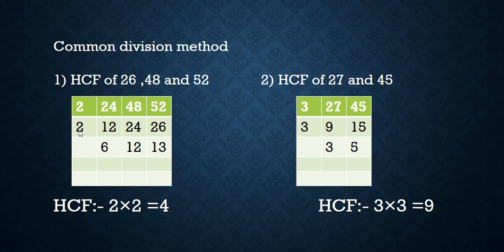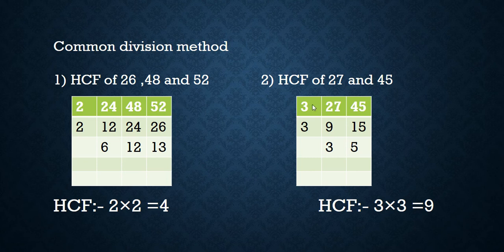Then again we'll divide this 12 by 2: 2 6s are 12, 2 12s are 24 and 2 13s are 26. Now these three numbers will not be divided in the same table, right? So we have to stop over here. We'll not get a common factor to divide these numbers. So HCF is equal to 2 multiplied by 2, that is 4. So the HCF of 24, 48 and 52 is 4.